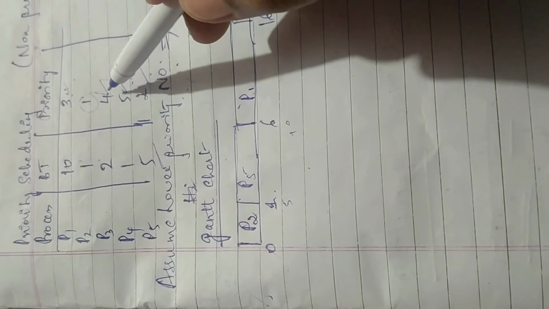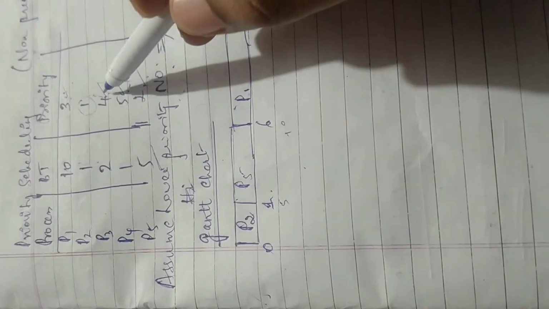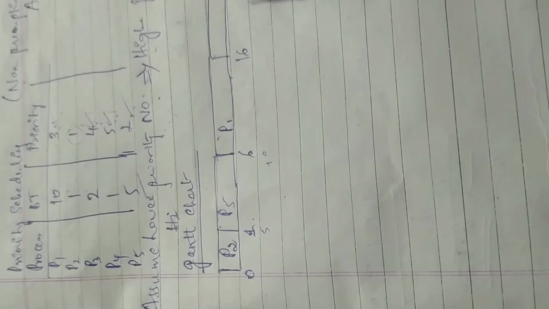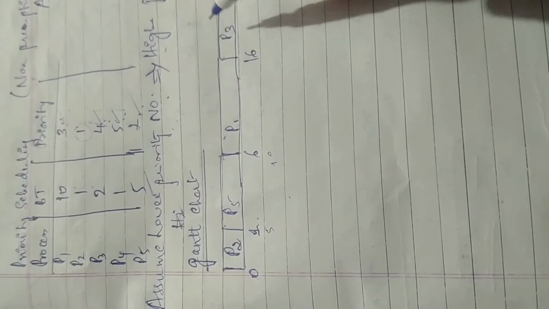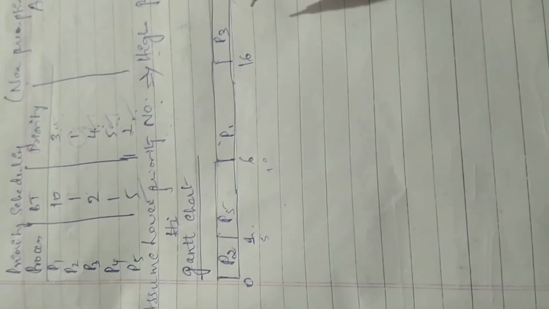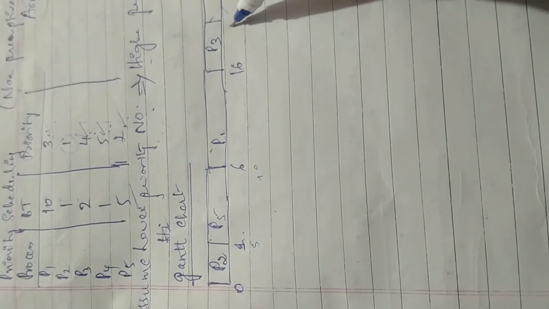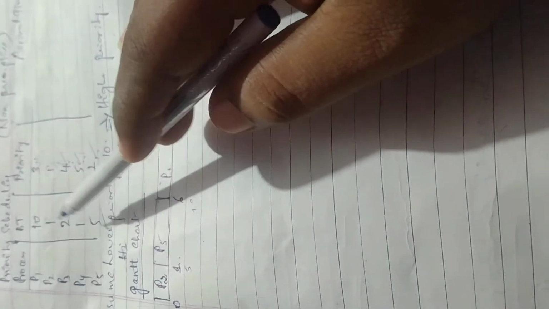Now the pending ones are only P3 and P4. Out of that, which has higher priority? P3. P3 takes 2 milliseconds. So 16 plus 2, it goes up to 18. Finally the only one left is P4. P4 takes only 1 millisecond to complete. So you go up to 18 plus 1, that is 19 milliseconds. Just compare: 10, 15, 16, 17, 18, 19. Yes, it is correct.